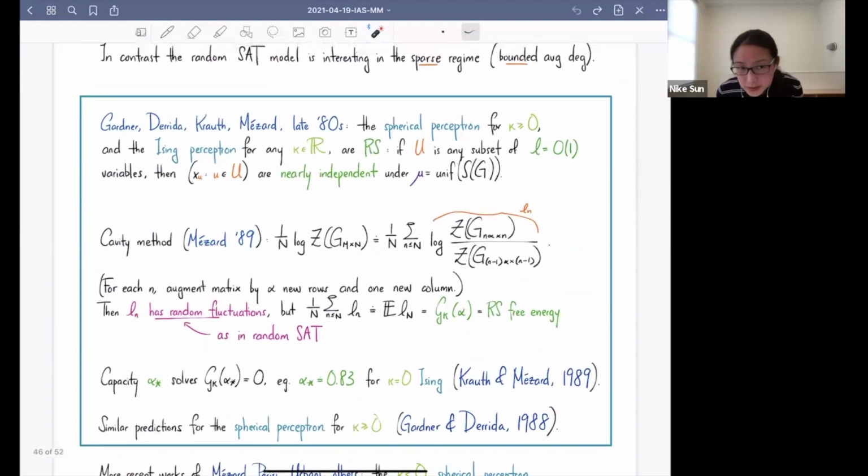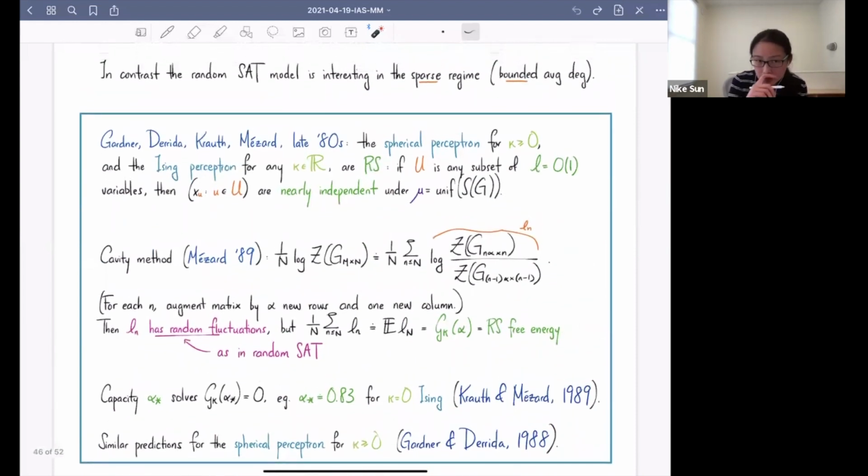So the prediction for these models is the following. It was studied by physicists in the late 80s, and they predicted that for the spherical case, if kappa is positive, and for the Ising perceptron for any kappa, they're replica symmetric. So I have to say what replica symmetric means in this context.